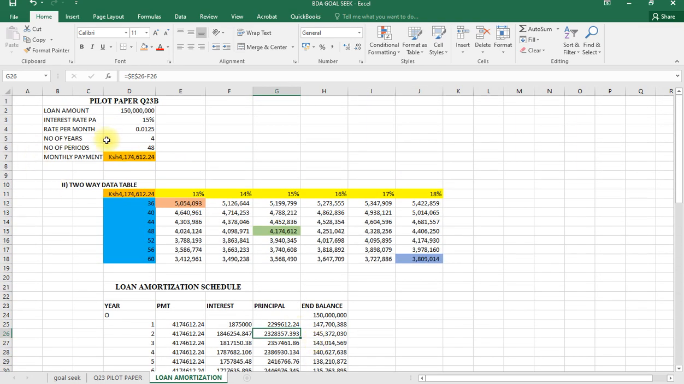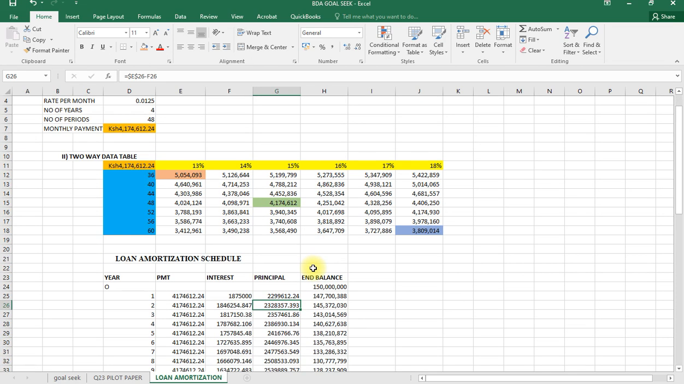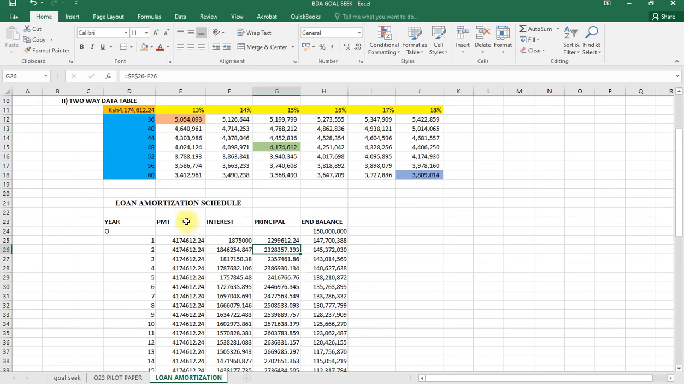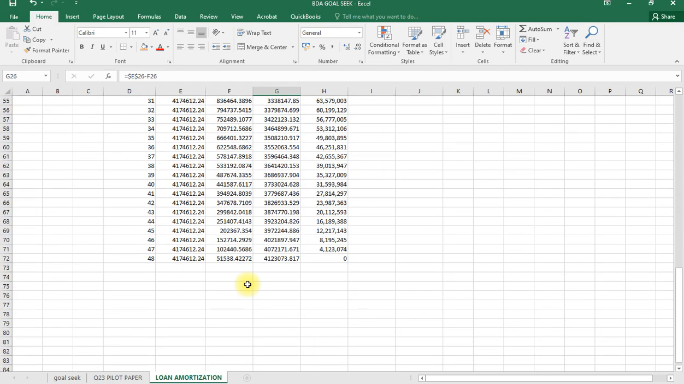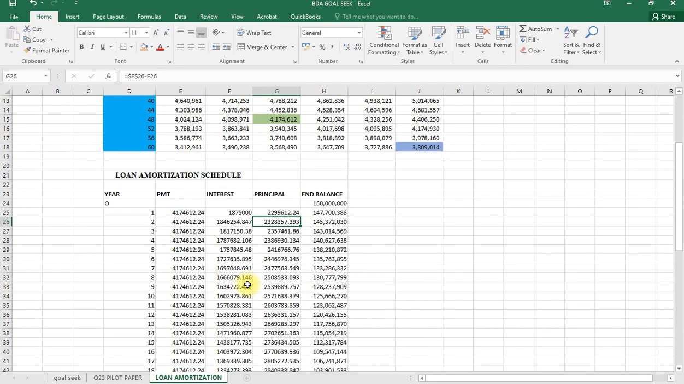You calculate how you get the monthly payment, the two-way data table to make a decision on which rate you will negotiate with the bank, and how many months you will be able to negotiate with the bank. And again, under that, we have added a question that was not asked, but they can ask about this, how to create a loan amortization period for 48 months. That is all for today.